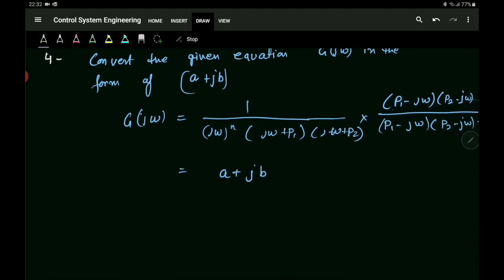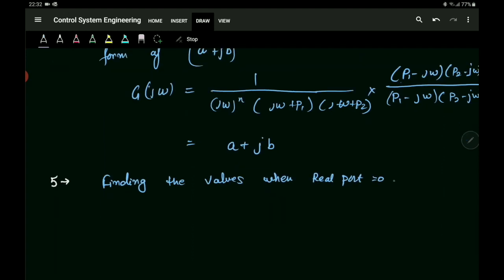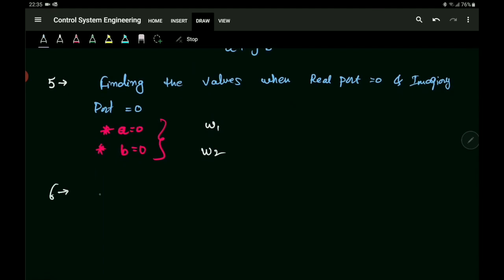Okay. Step 5 is to find the frequency at which the value of the real part and the imaginary part is equal to 0. That means it will give you the points on the imaginary axis and the real axis. And the next step is to sketch the polar plot.